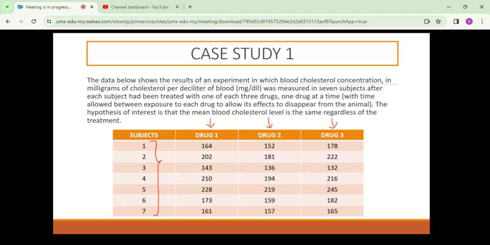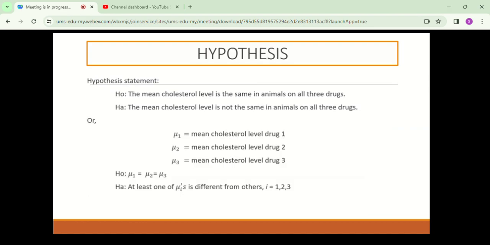The hypothesis of interest is that the mean blood cholesterol level is the same regardless of the treatment. That is the null hypothesis statement. The mean blood cholesterol is the same regardless of the treatment. So the hypothesis statement will be like this: the mean cholesterol level is the same in animals on all 3 drugs.